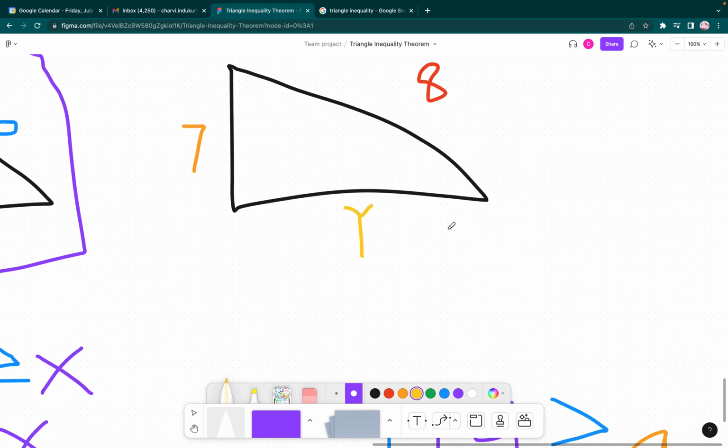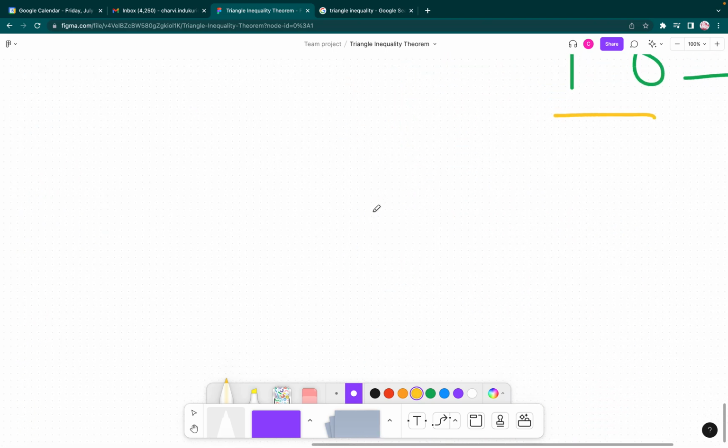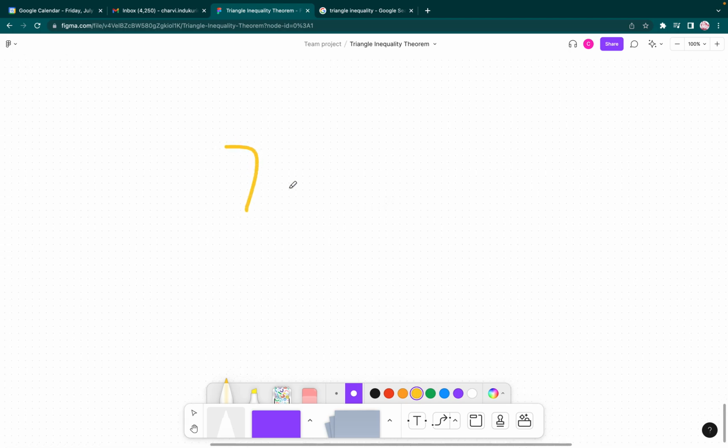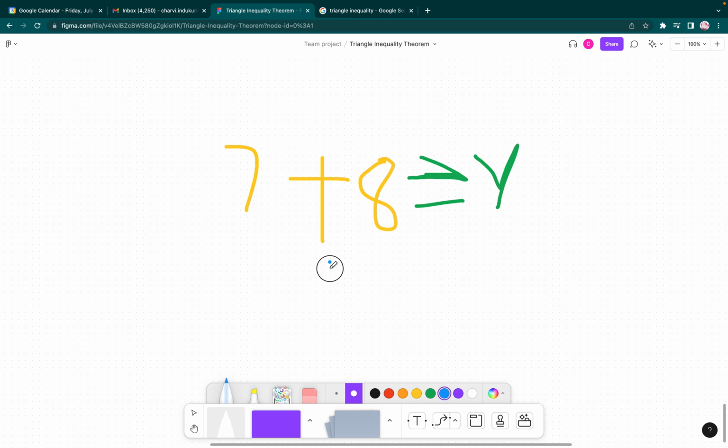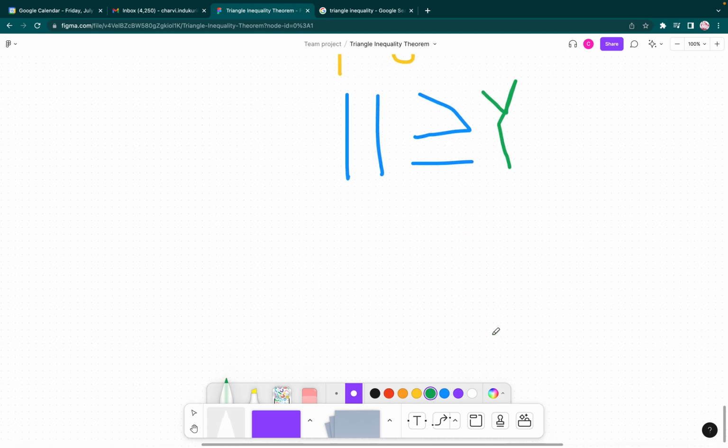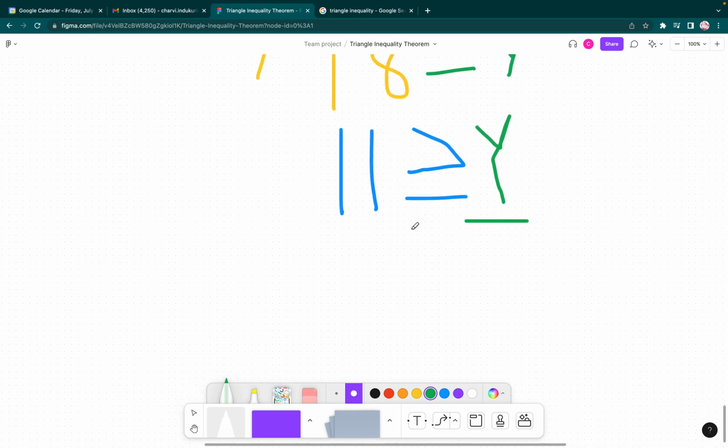7 and 8 are the sides we know. Y is the side we don't know, so now we'll be doing that. 7 plus 8 is greater than or equal to Y. What is 7 plus 8, you might say? 11. I just did a calculation in my head. So 11 is greater than or equal to Y. That sounds right. So that means Y is either 11 or it is less than 11.